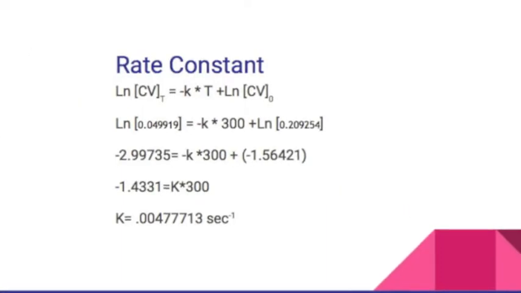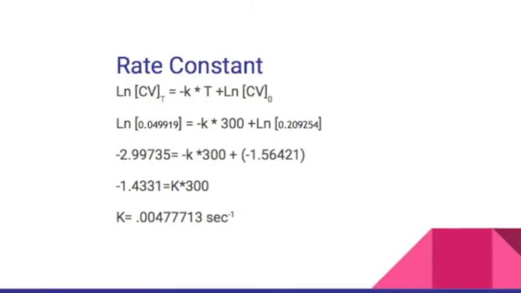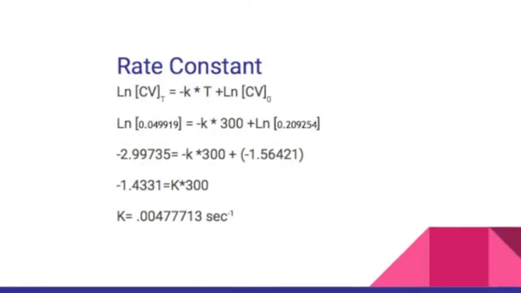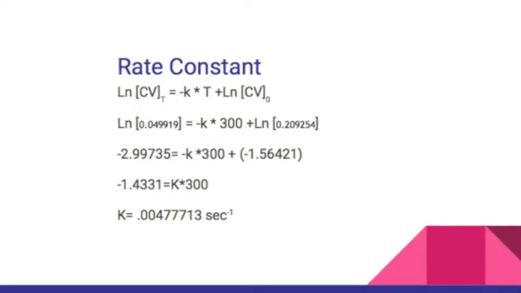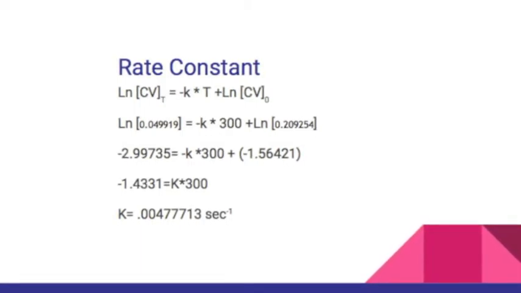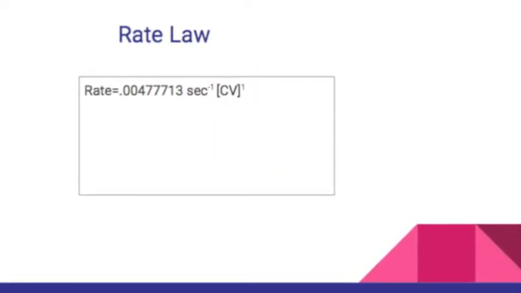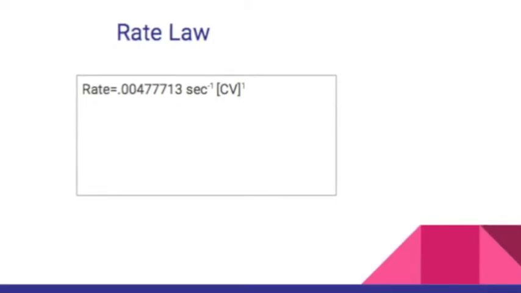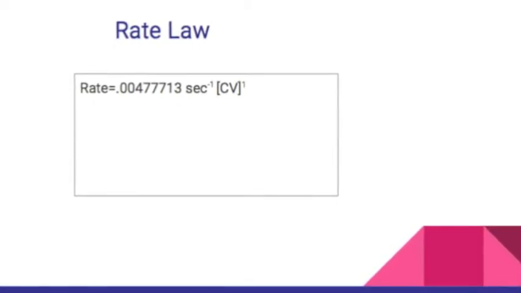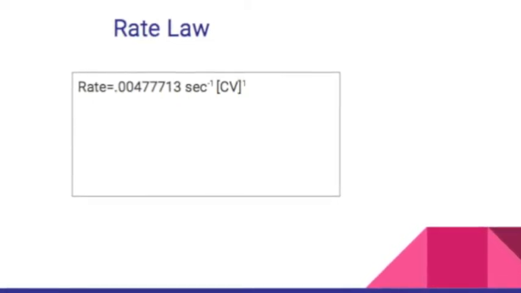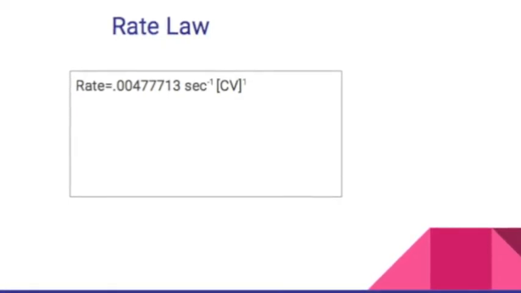Next, we solve for the rate constant. We use the equation which relates the concentration of a substance to the rate constant in order to solve for said constant. We chose to plug in the data for the reaction at 300 seconds. Solving the equation out after we plugged in the concentration at 300 seconds and the concentration at 0 seconds, the final rate law we got was the rate is equal to 0.004777713 seconds to the negative first times the molarity of crystal violet to the 1st power.